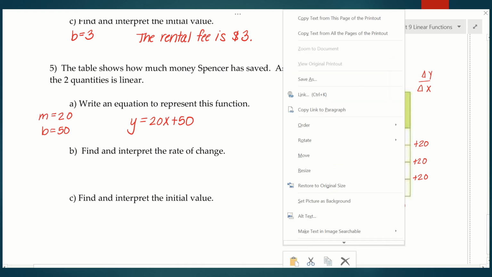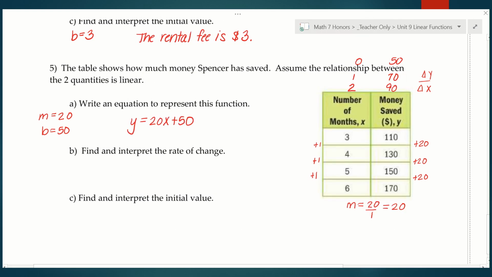All right, so find and interpret the rate of change. We found the rate of change was 20. And so what does that mean? Remember, 20 something per something. So in this case, y is our money saved and x is our months. So this means that he is saving $20 per month. So when you're explaining your rate of change, it should always be some kind of rate, something per something.